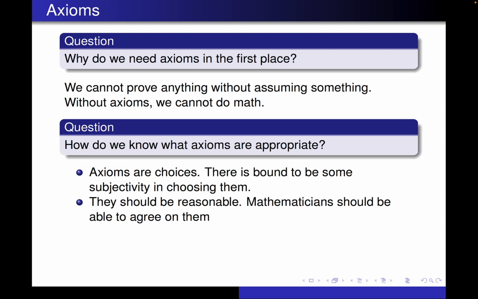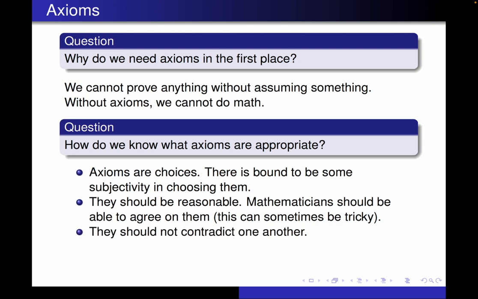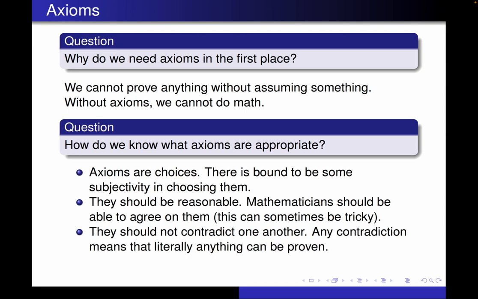If not, then that just means that the axioms are unsettled, right? And this can sometimes be tricky. If you've ever heard of the axiom of choice in set theory, that was one of those things that used to be controversial. I don't know if it is now. Maybe it still is. They should definitely not contradict one another. If you have contradictory axioms, that means that you can literally prove anything, and that is a terrible axiomatic system. You shouldn't be able to prove literally anything, even things that we consider to be false.